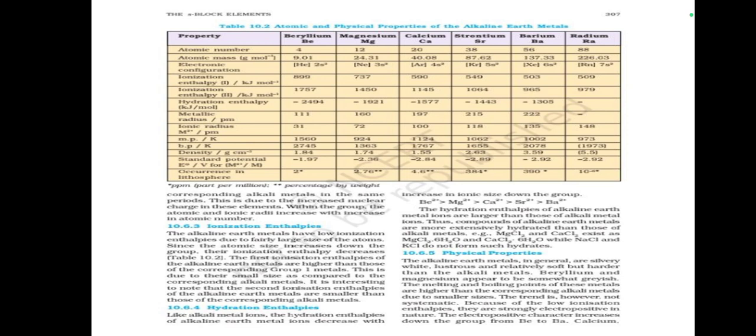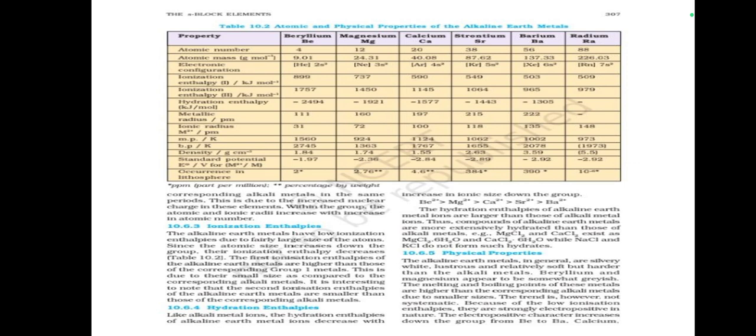Ionization enthalpies. The alkaline earth metals have low ionization enthalpies due to the fairly large size of the atoms. Since the atomic size increases down the group, their ionization enthalpy decreases. The first ionization enthalpies of the alkaline earth metals are higher than those of the corresponding group 1 metals. This is due to their small size as compared to the corresponding alkali metals. It is interesting to note that the second ionization enthalpies of the alkaline earth metals are smaller than those of the corresponding alkali metals.